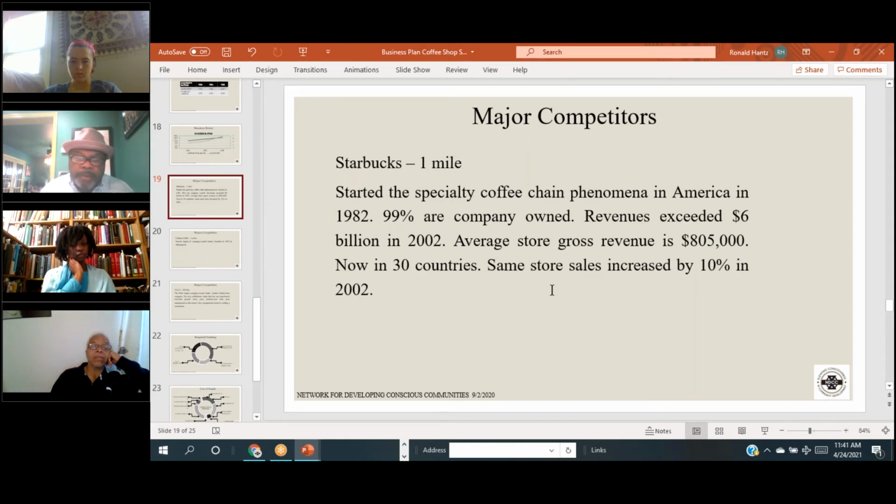And so you want to be able to determine who your competitors are. And there is a rule of thumb that fast food establishments use regarding their competitive location around where they establish their businesses.